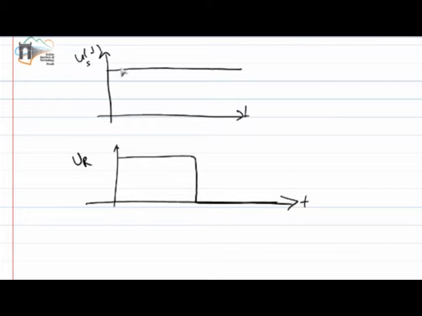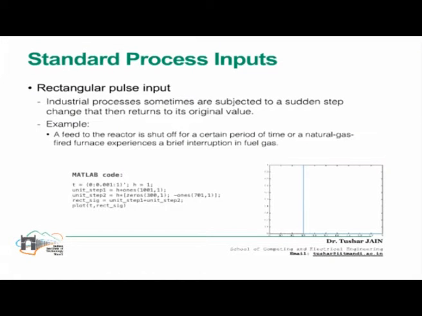If I move back again to the slides, so here one of the examples is written from the process: a feed to the reactor is cut off for a certain period of time, or a natural gas fired furnace experiences a brief interruption in fuel gas. So this denotes that until this point I have a continuous supply. Afterwards it was shut off for some unknown reason, or maybe some known reasons.